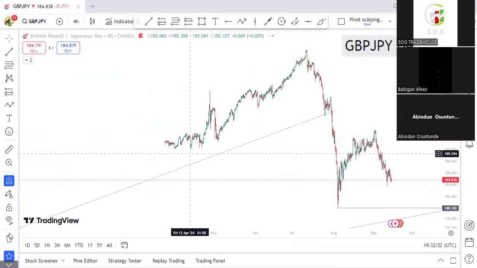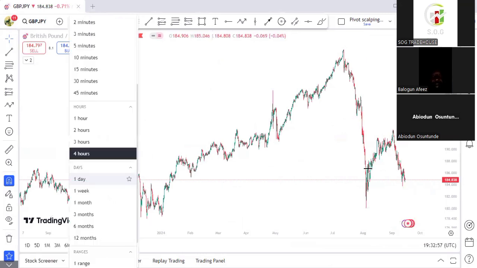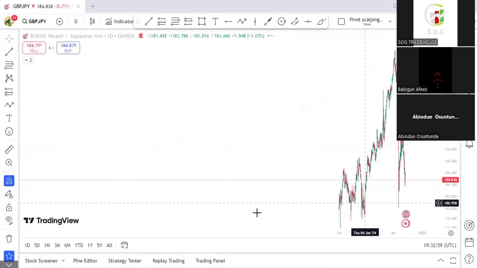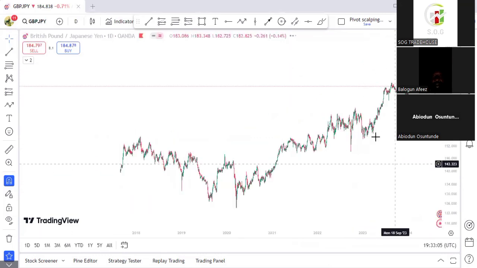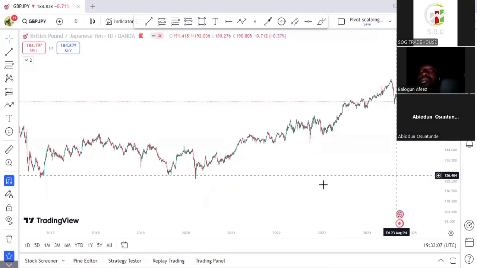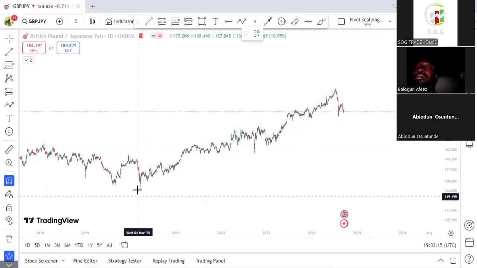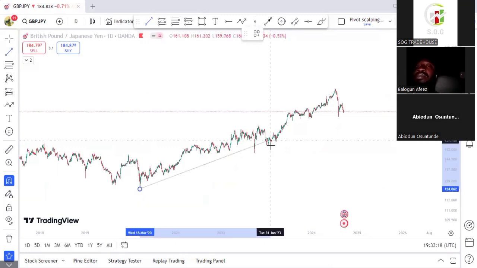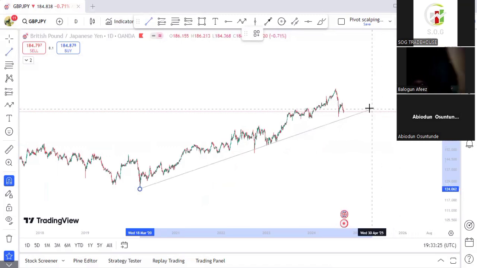So let's delete everything and start afresh. So on GBPJPY, you can see the market has been trending to the upside for some time now. So let's connect our trend lines on the lows. This is the first touch, second touch. So we've got multiple touches on this trend line.